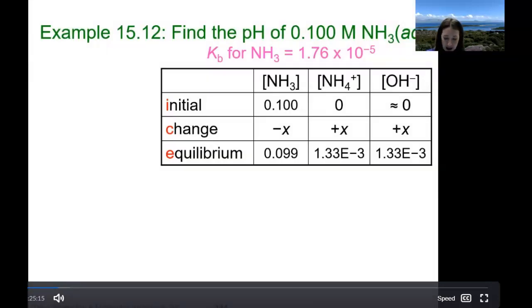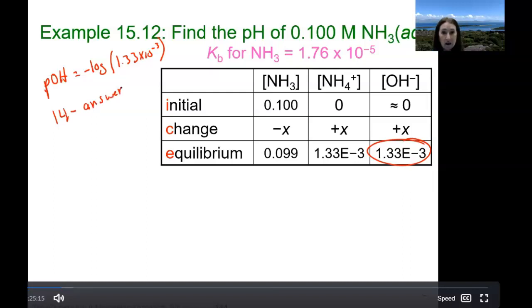So what people will do a lot of the time is they'll just say, oh, it's just the negative log of this. Well, that's not your pH. That's your pOH, but not your pH, right? So you need to remember that this is hydroxide. So again, you can do this with pH or pOH. If you did it with pOH, you just take the negative log of 1.33 times 10 to the negative 3, and then whatever your answer is, you take 14 minus your answer. And that'll give you your pH.